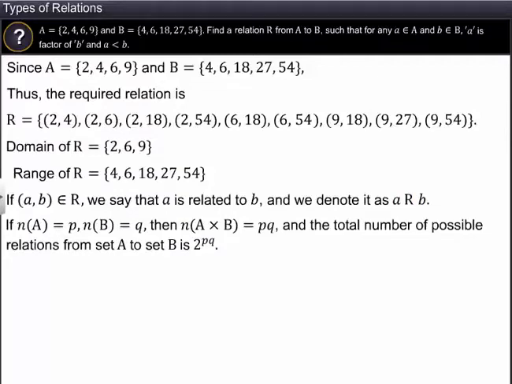You also learned that if the number of elements in set A is p, and the number of elements in set B is q, then the total number of elements in the Cartesian product of A and B is pq, and the total number of possible relations from set A to set B is 2 raised to the power of pq.